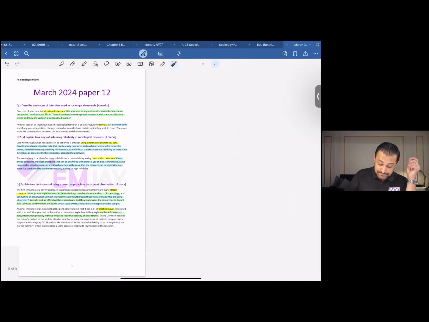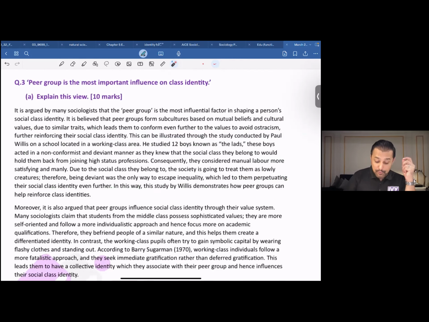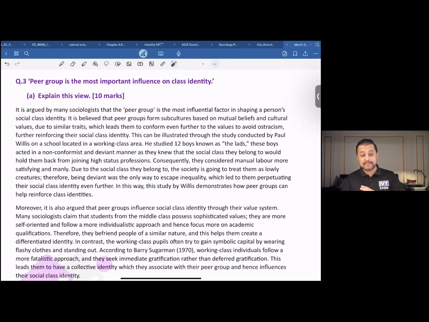Taking this ahead, peer group is the most important influence. Now, this is question number 3, right? So we're done with question number 1. We're done with question number 2. Question number 1 was of 4 marks. Question number 2 was of 14 marks, divided into 2 different questions of an 8 mark and a 6 mark.